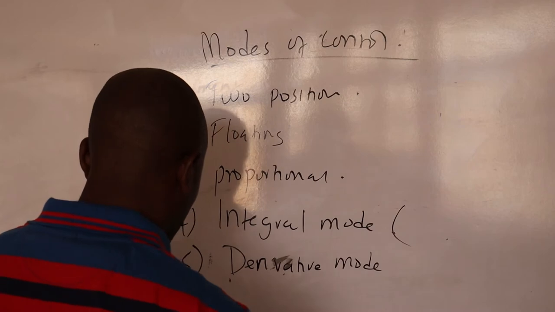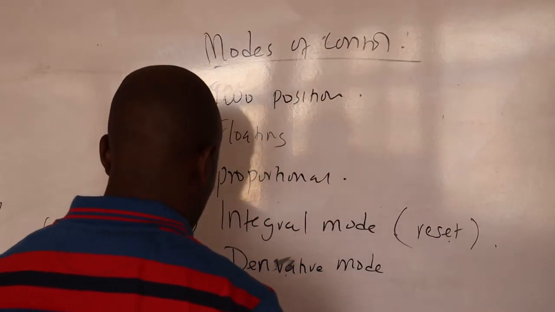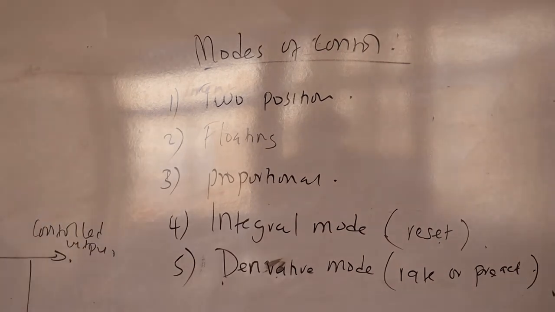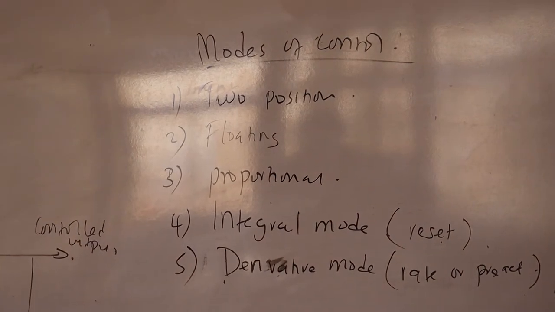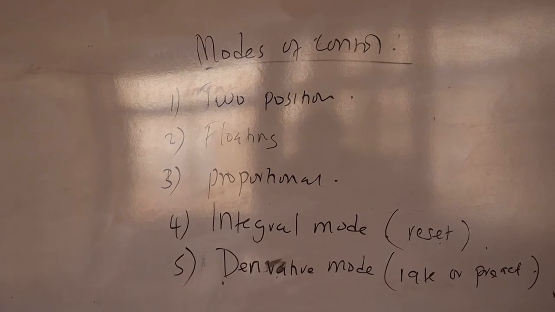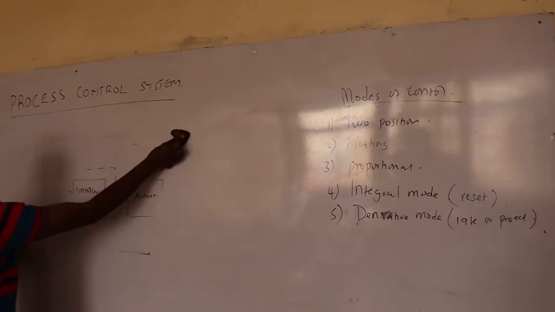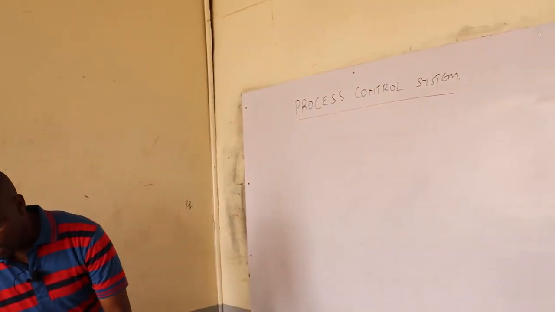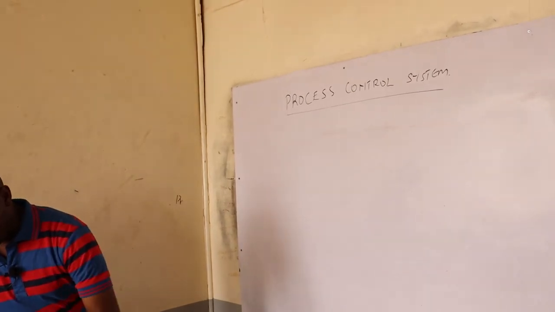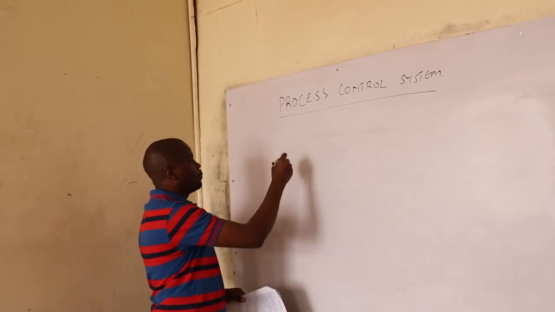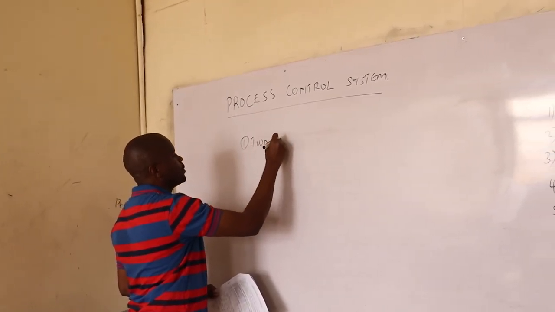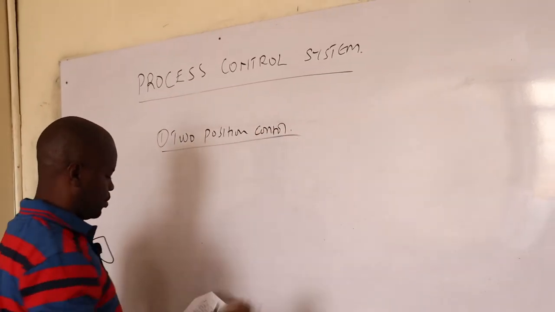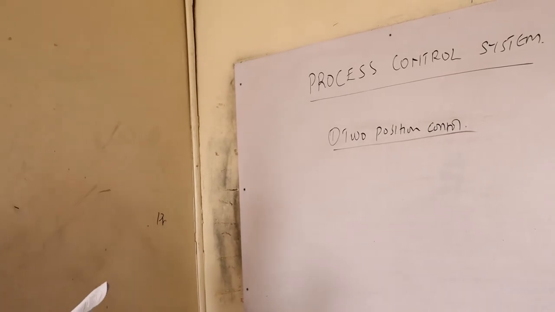The integral mode can at times be referred to as reset, and the derivative mode can at times be referred to as rate or preact. So these are the modes of control that we are going to look at first before we move to others. We are going to look at each mode of control one at a time, and see what makes a particular mode of control good or better than the others. So let's start by looking at two position.